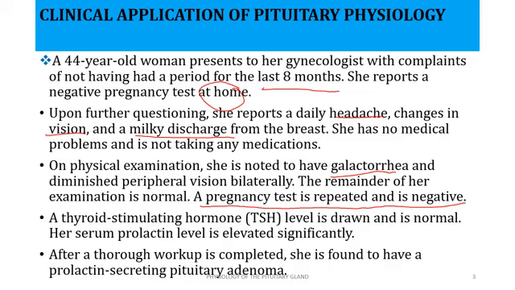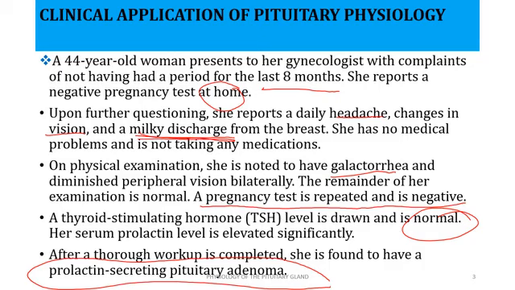A thyroid stimulating hormone test was done and the result was found to be normal. After a thorough workup is complete, she is found to have a prolactin secreting pituitary adenoma. As I said, adenoma is a neoplasia of the pituitary secreting excess amounts of prolactin hormone. That's why the patient had a high level of prolactin hormone, because prolactin is responsible for secreting milk. That's why the patient has a milk discharge. And also we shall see the relationship between high level prolactin hormone and the loss of menses.